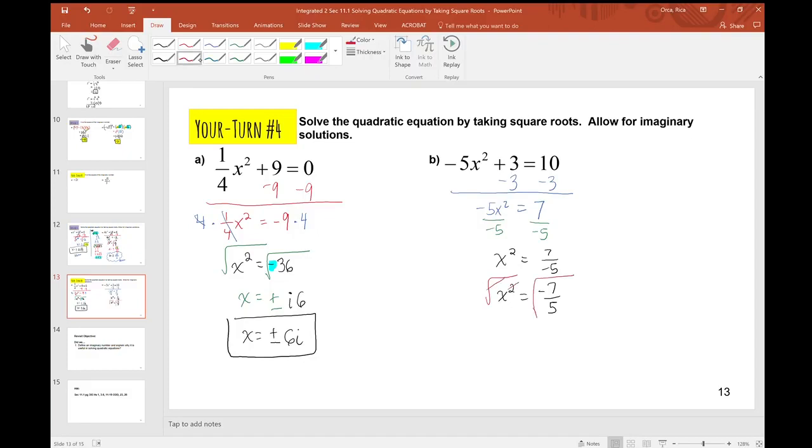So the square and the radical will cancel each other out, which will leave us with x equals plus or minus the square root of negative 7 over the square root of 5. We have the negative under the radical. Remember class, that's going to turn into i. So x equals plus or minus i. And we can't simplify the square root of 7 because it's not a perfect square, so we'll leave it as the square root of 7 over the square root of 5.